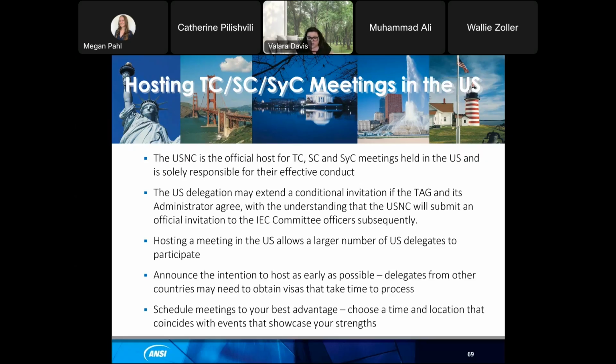Especially because it is an international meeting and delegates from other countries may need to obtain visas or get permissions to travel. And, you know, scheduling meetings to our best advantage, choosing a time and location that may coincide with other events that may showcase the strengths of the US. You know, doing it in alignment with trade shows or other events and workshops that might be advantageous to the members of the IEC committee. Next slide, please.